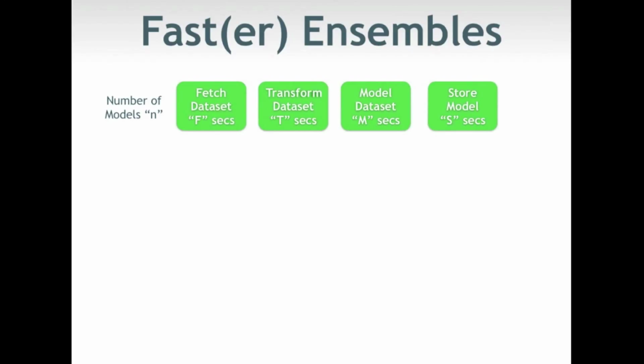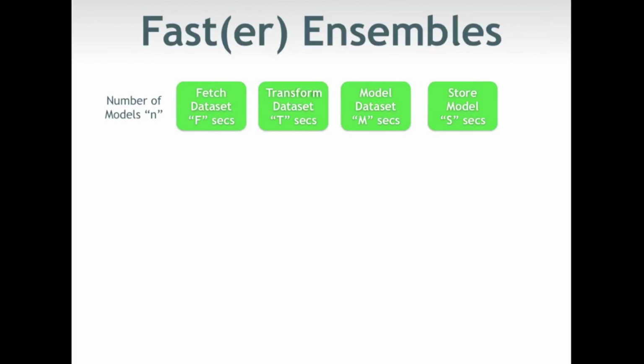So to understand this latest improvement to the ensembles, let's define a few terms. First, for an ensemble with n models, we have 4 stages that consume time. The first, which we'll call F, is the time it takes to fetch the data set from our storage. Next, our modeling algorithm requires the data set to be in a special form before analyzing, so we have to perform a transformation step, which takes t seconds. Then there's the actual modeling process, which requires m seconds. And finally, it takes s seconds to store the completed model.